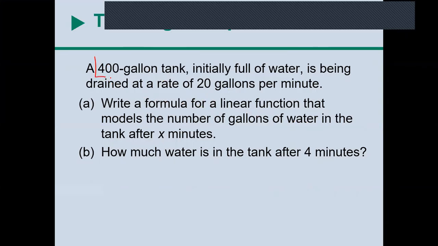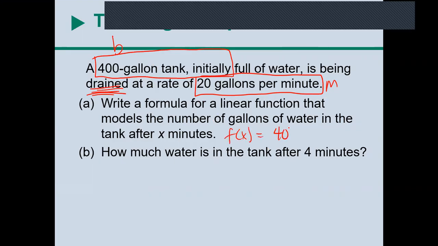So obviously, the keyword here is initially. Initially tells me that 400 represents which variable? My b. Okay, that's what it represents. And then 20 gallons per minute, that per lets me know this is my what? My m, my slope. And why is it negative? It's draining, that draining right there. So when I write my function, it's going to be f of x equals 400 minus the 20 gallons.